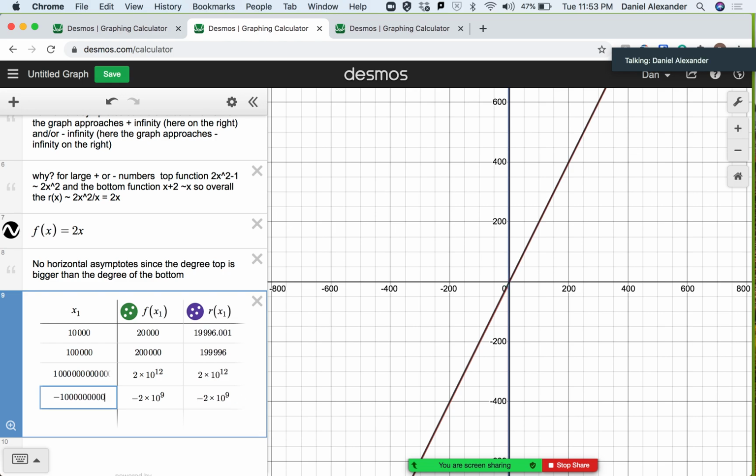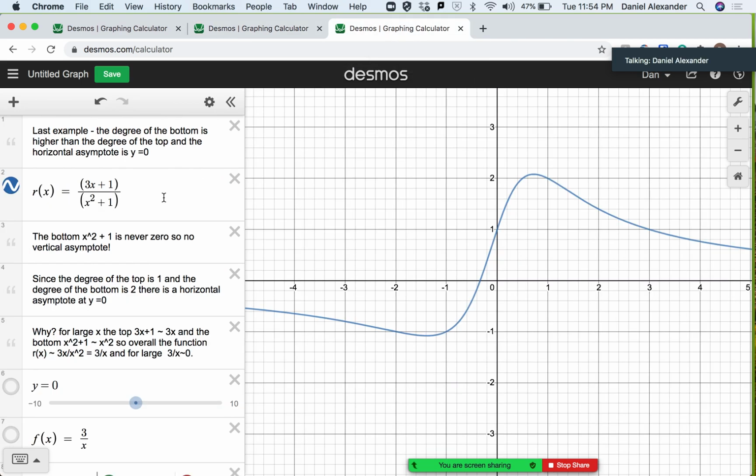Million, billion, trillion. And you can see we're getting the same answer. Okay, so the last example is going to be where the degree of the bottom is greater than the degree of the top. And I said when that happens, the horizontal asymptote is always y equals 0. So let me accentuate that right there.